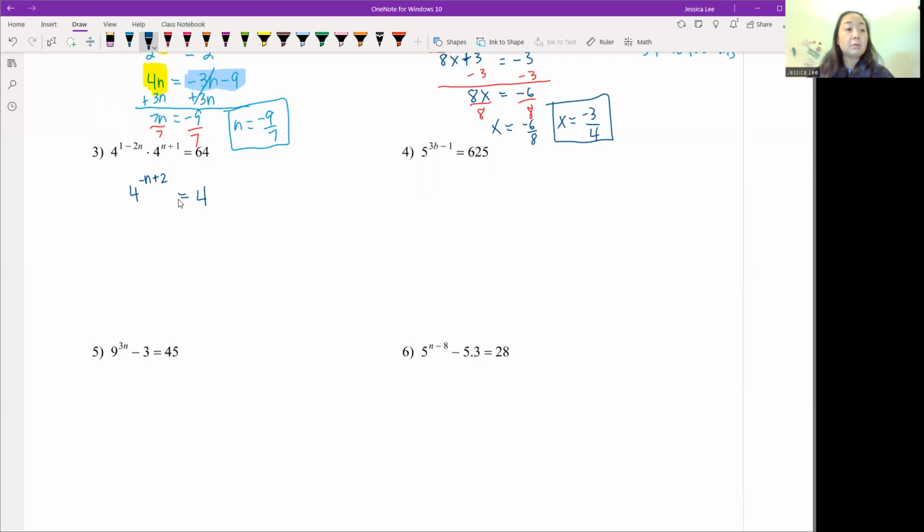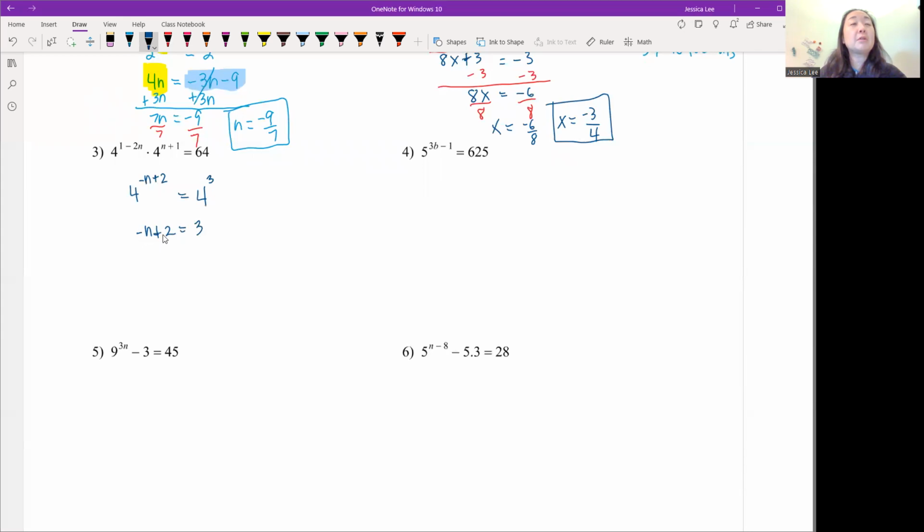And again, if you don't know, use your calculator, whatever calculator you have. And so, oh, I don't have my other online calculator here, but it'll be 4 to the 3rd power. And if you do these often enough, you're just going to know, oh yeah, 4 to the 3rd power is going to be 64. All right, and then from here, again, we have common bases. That means our exponents are going to be the same. So we're just going to set the exponents equal to each other.